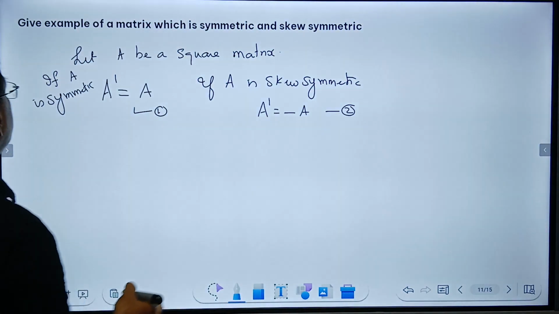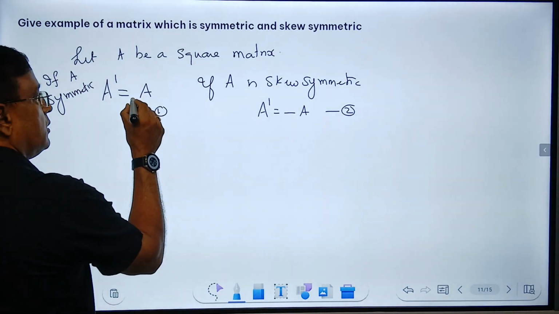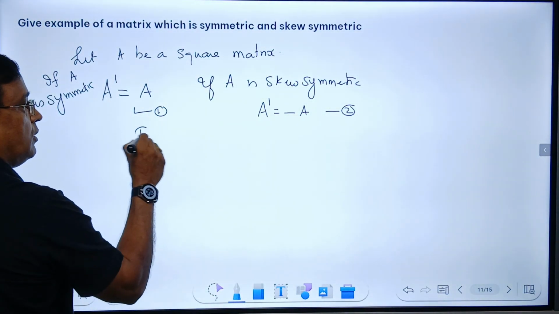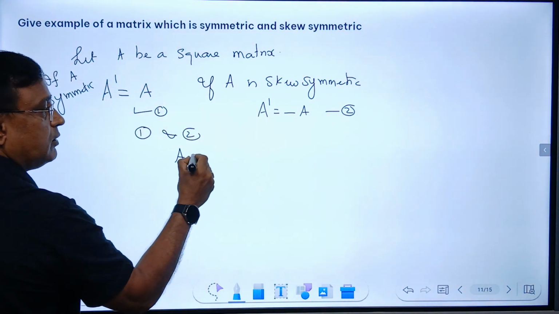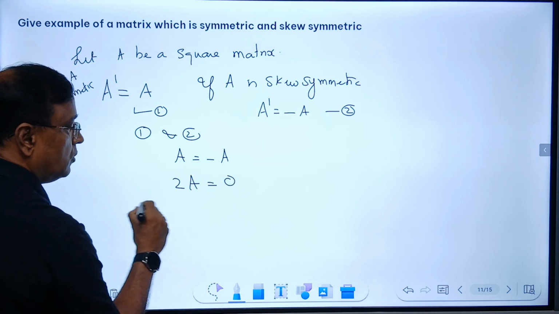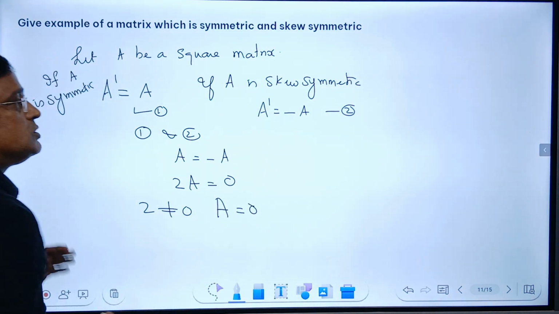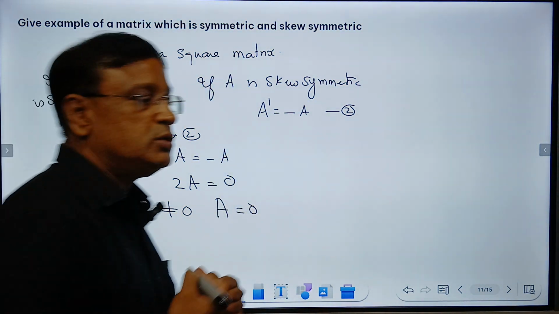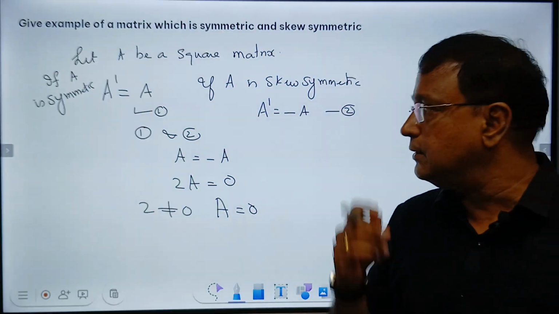Now here he says that A is symmetric as well as skew symmetric. So the left hand sides are equal. From 1 and 2, A equal to minus A, so 2A equal to 0. 2 cannot be 0, therefore A must be 0. So what is the answer? Many students write in the exam 0 matrix, which is a wrong answer.